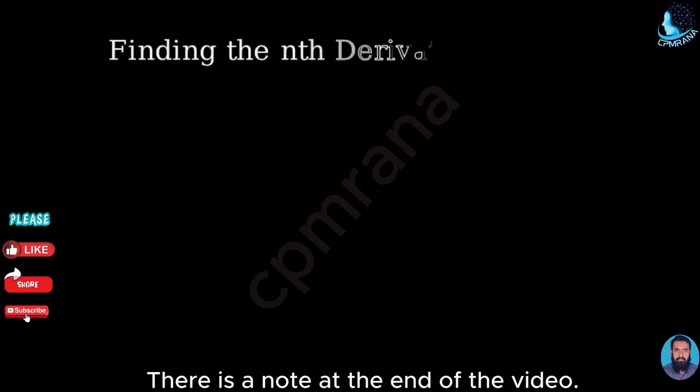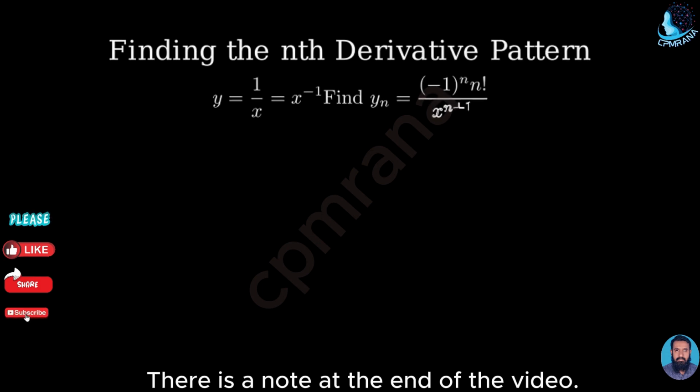Let's explore an interesting pattern in derivatives. Given the function y equals 1 over x, or x to the negative 1 power, we want to find the nth derivative and show that it equals negative 1 to the n times n factorial, all over x to the n plus 1 power. Let's solve this step by step.